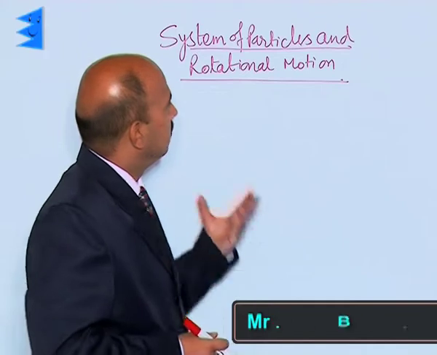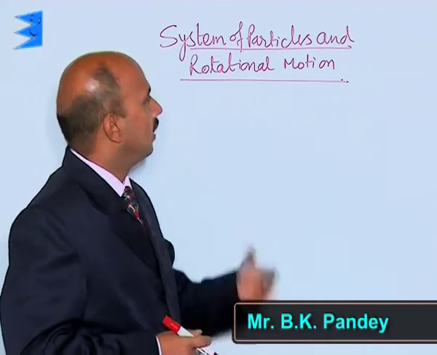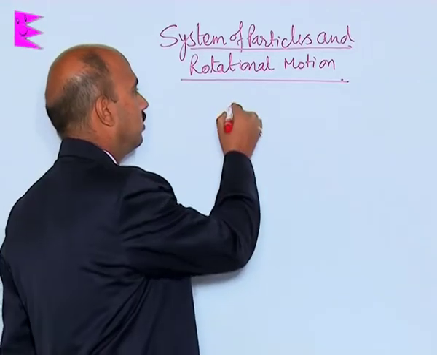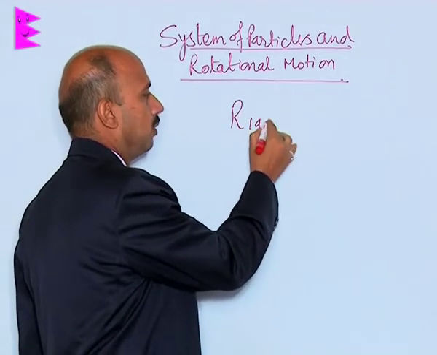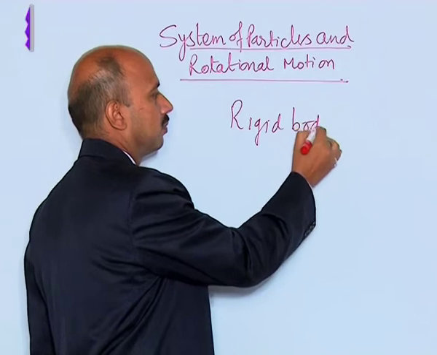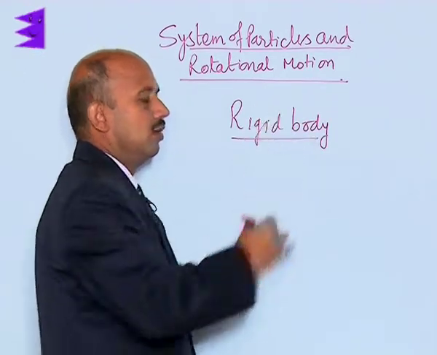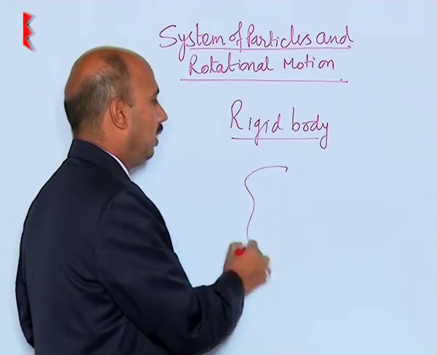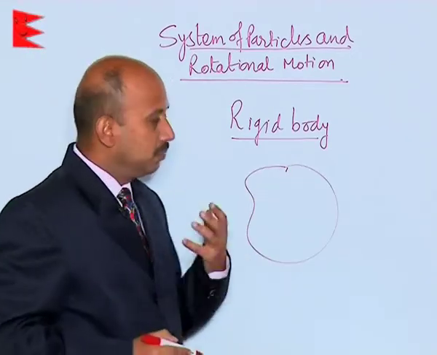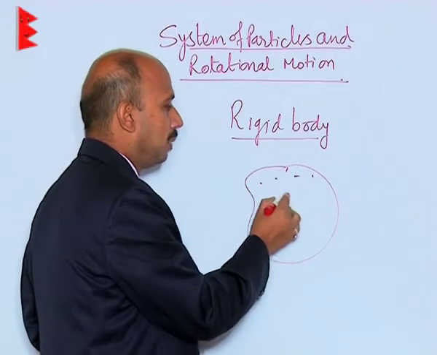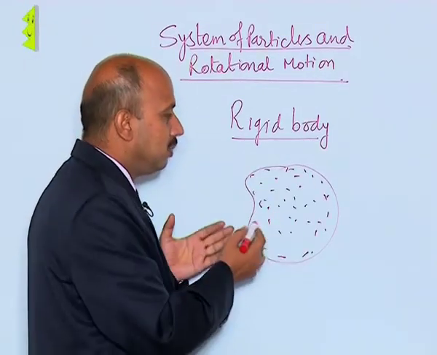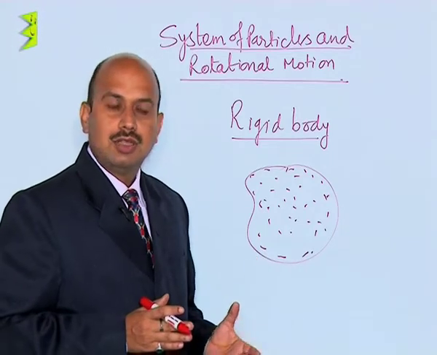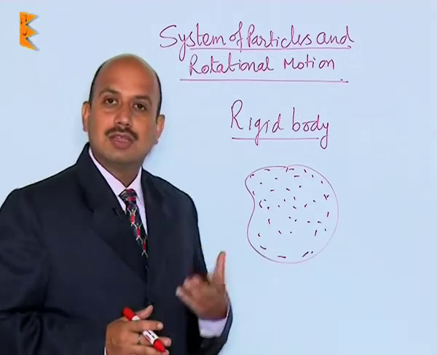Now see, this is the next chapter, that is system of particles and rotational motion. In this chapter first we will discuss about a rigid body. So see, what do you mean by a rigid body? If you have taken any body like this, which is made of actually a large number of particles, the distance between the pairs of particles do not change, then we can say the body is rigid.